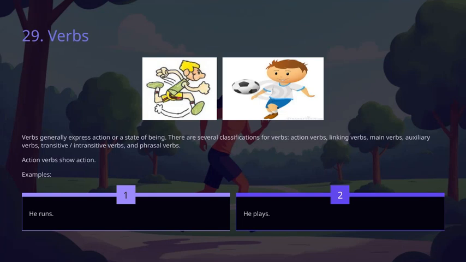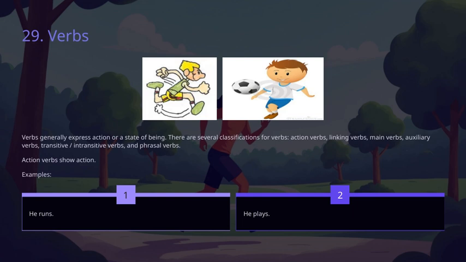Let's talk about verbs, which are essential because they usually express action or a state of being. Verbs can be classified in several ways. For example, there are action verbs, which show us what someone or something is doing. Examples of action verbs include he runs or he plays. These are straightforward because they clearly describe an activity. Then there are linking verbs, which connect the subject to a description or a state, like he is happy.